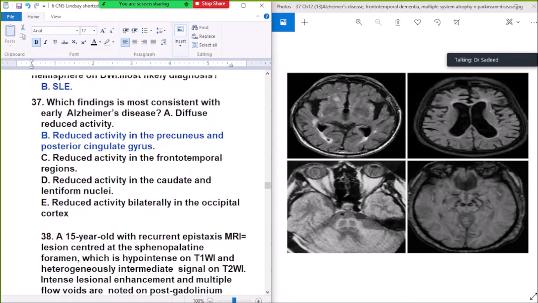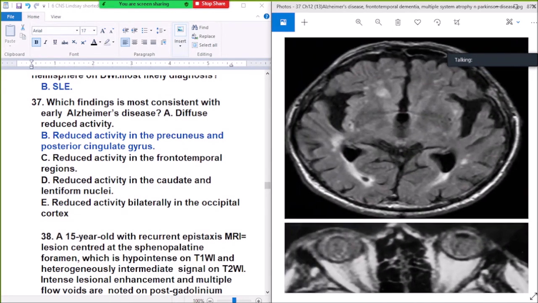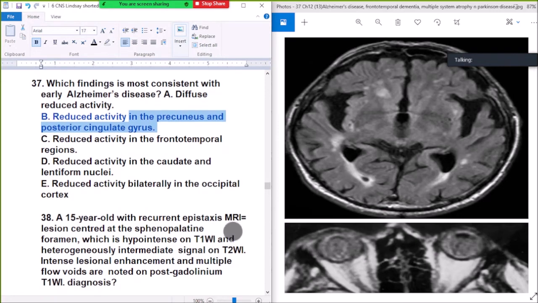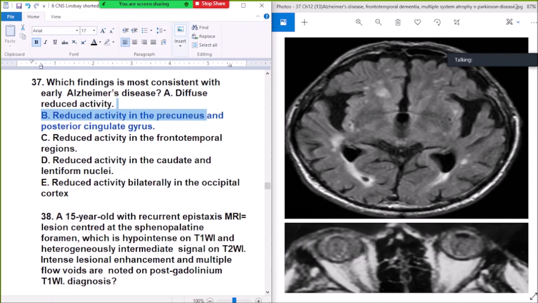37. Now this is Alzheimer's disease. Which finding is most consistent with early Alzheimer's disease? Reduced activity in the precuneus and posterior cingulate gyri. The precuneus and posterior cingulate gyri show decreased activity, correct in Alzheimer's disease. Remember the word precuneus. Decreased activity in the precuneus is seen in Alzheimer's disease.